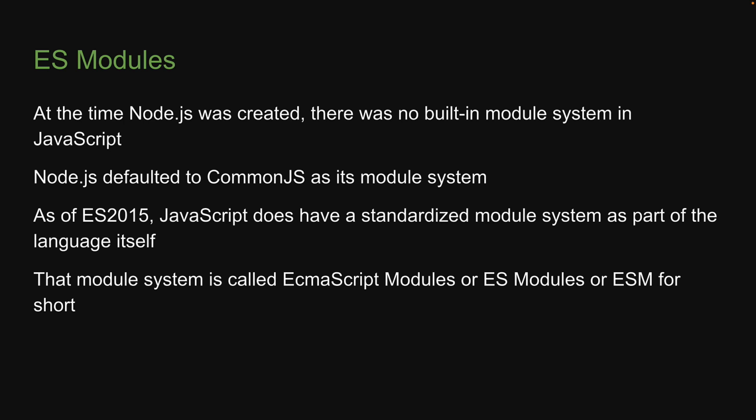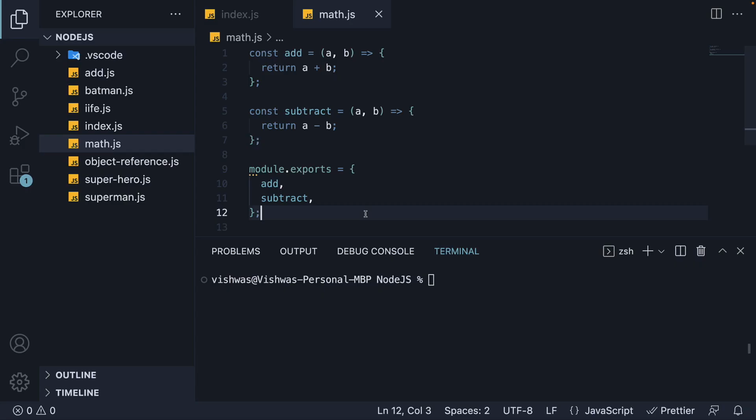It took a while before the browser vendors and the Node.js maintainers actually fully implemented the standard. This was finally the case for Node.js with version 14 when it first got stable. So let's understand with a few examples how to work with ES modules in Node.js. Let's use the same example of our math module from before, but use ES modules instead of CommonJS.